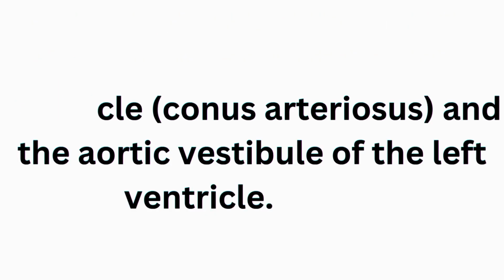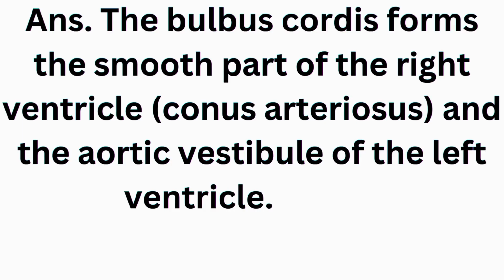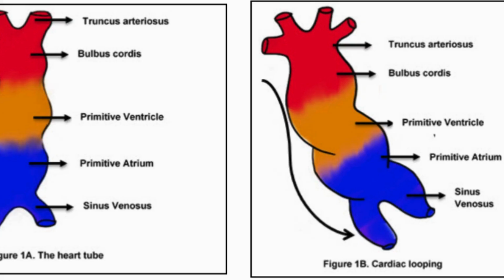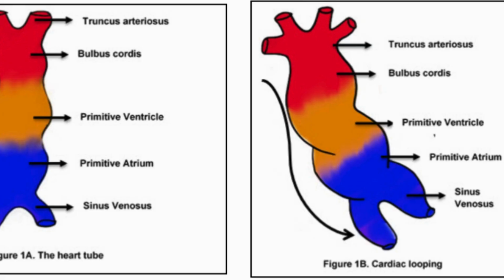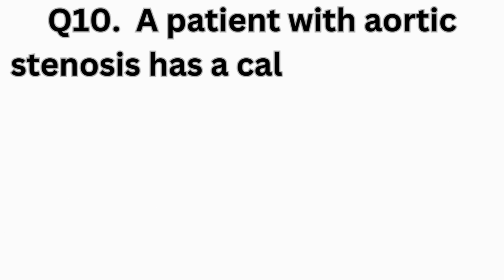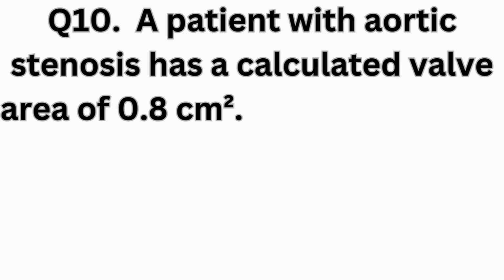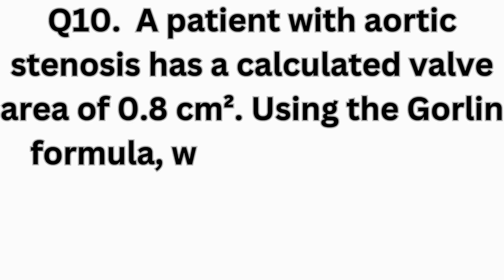Mid portion, conus cordis, gives rise to the outflow tracts of both ventricles, specifically the infundibulum, the conus arteriosus of the right ventricle and the aortic vestibule of the left ventricle. Then the distal segment, the truncus arteriosus, contributes to the formation of the proximal portions of the aorta and the pulmonary trunk.